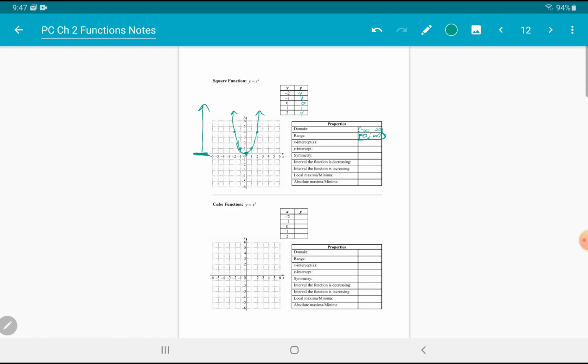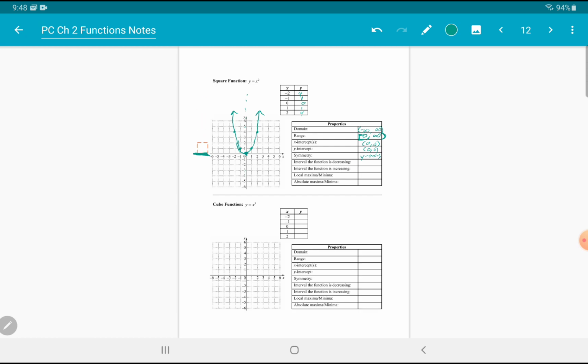All right, what are our x-intercepts? Well, the x-intercept occurs right there at the origin, which is at 0, 0. And the same goes for the y-intercept. It's at the origin, which is at 0, 0. Is there symmetry? Oh, definitely, right? We have this line of symmetry going down the middle, and so this is going to be symmetric to the y-axis.